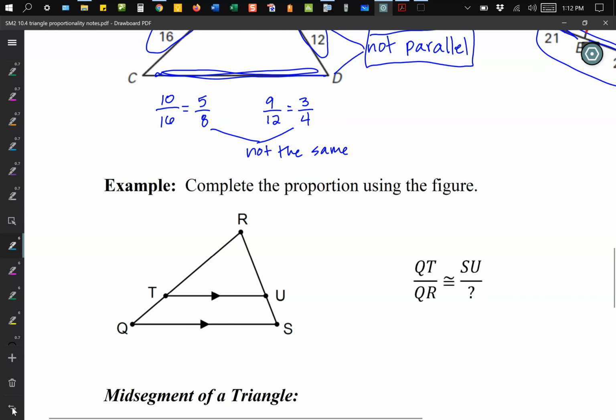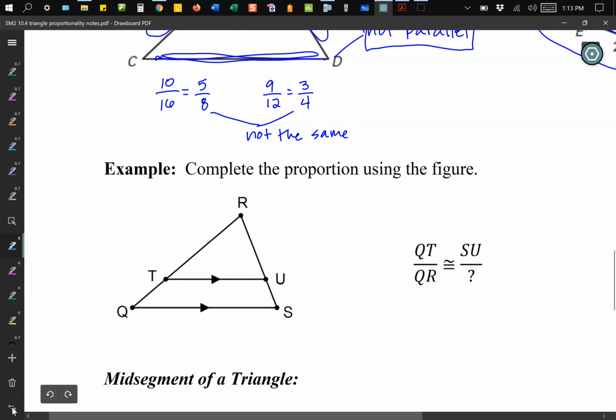You may be given a problem where you have a diagram and you are asked to figure out which segment is missing in your statement. So we have QT over QR. QT is this short piece right here. QR is the whole side. Well, that has to match up with the same pieces on the other side.